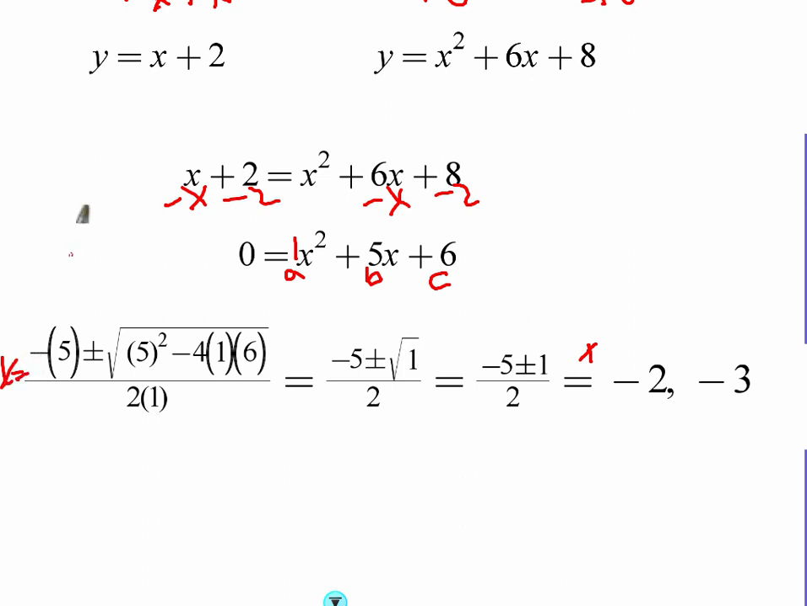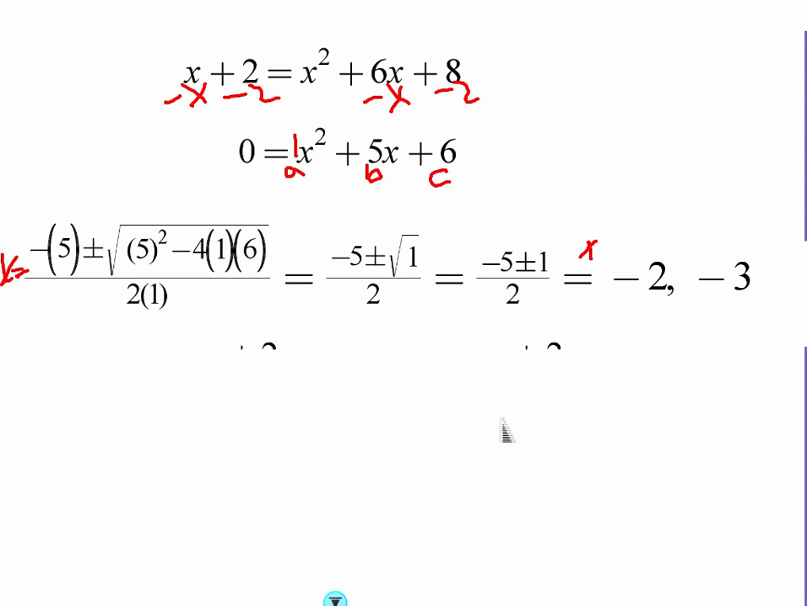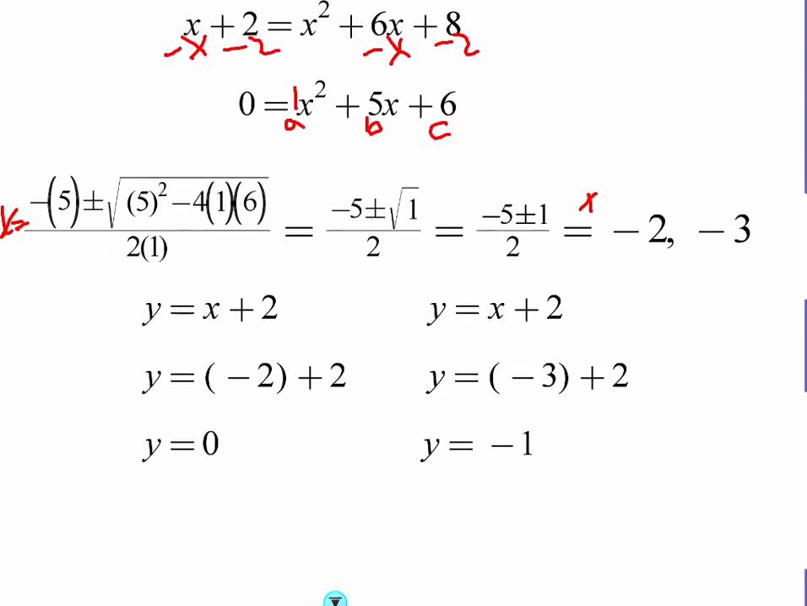Now once I know my x values, I've got to find my y values that make this work, because a system always has an answer that has an x and a y. So in order to do that, I'm just going to go back and take one of my two equations. I'm going to use y equals x plus 2 just because it's easier. For this equation, I'm going to substitute in my two x values. I'm going to plug in -2 for x and -3 for x. I'm going to work those out to get y equals 0 and y equals -1.